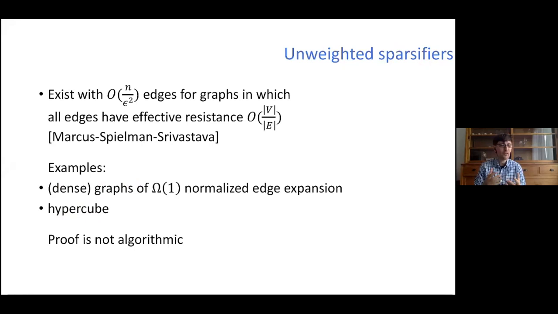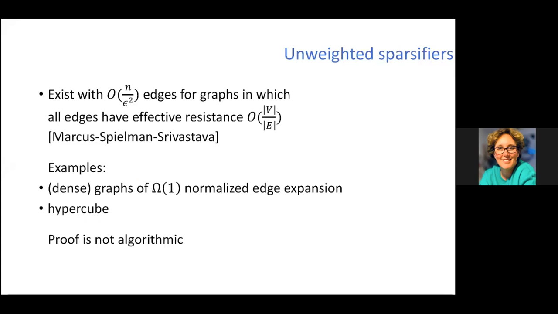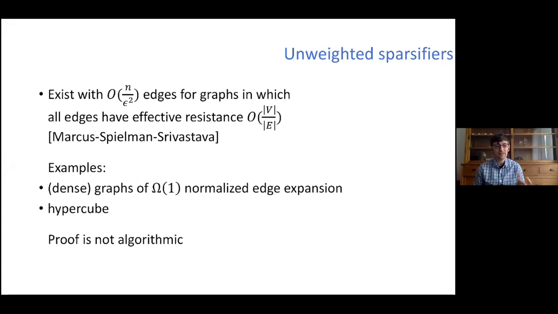Can the short code kind of thing be a good approximator there? No, the short code has fewer vertices, it doesn't have fewer edges. That's right. So it answers a slightly different question.